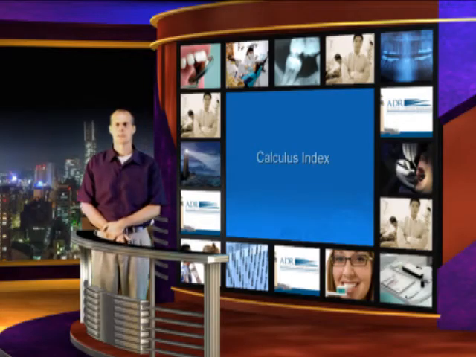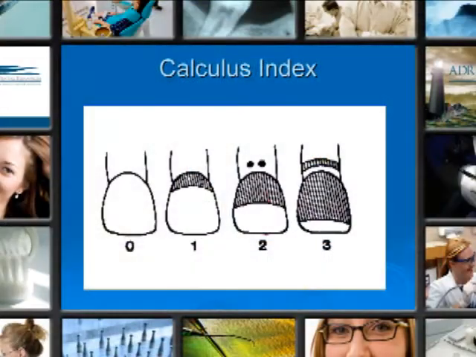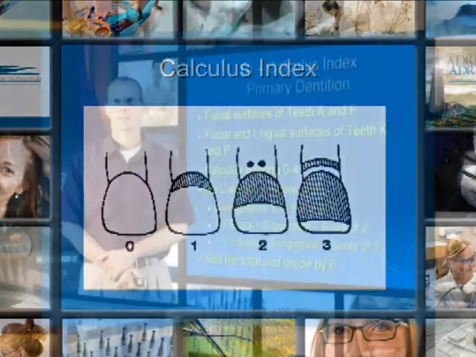Calculus index, very similar to the debris index. Here's our calculus index, a score of 0 when no calculus is indicated or viewed by the staff member. The gingival 1/3 would receive a score of 1. The coronal 2/3 and some subgingival calculus would be viewed as a 2. 2/3 or greater surface, coronal surface covered with calculus, and more subgingival would then be classified as a 3.